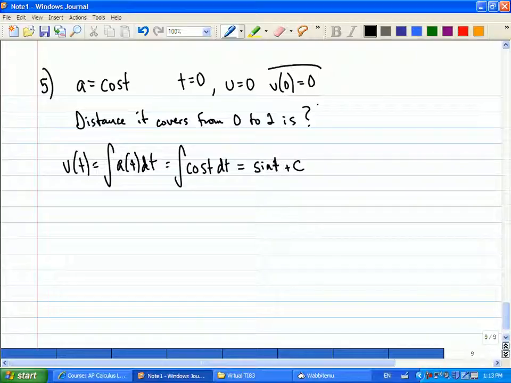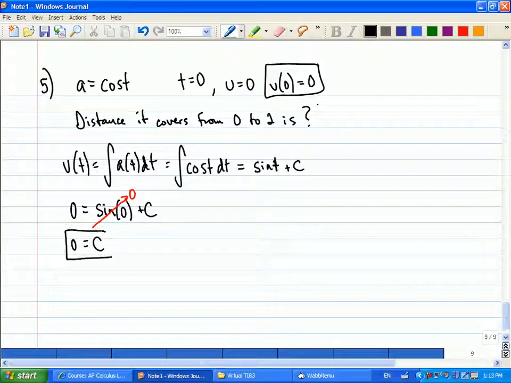But fortunately, it told us that it was at rest at time 0. So we can use that to figure out what the constant was. And the sine of 0 is worth? You guys must have had an amazing Math 12 teacher. That's good. Yeah, I heard he makes lots of mistakes. Okay, so constant is a 0. Velocity function then is just going to be sine of t.